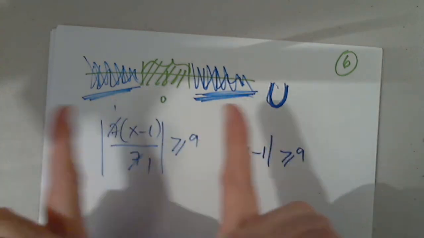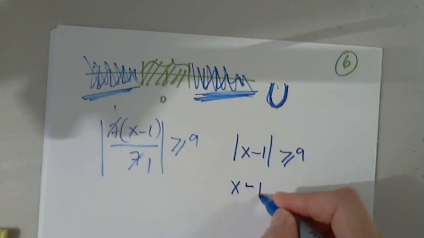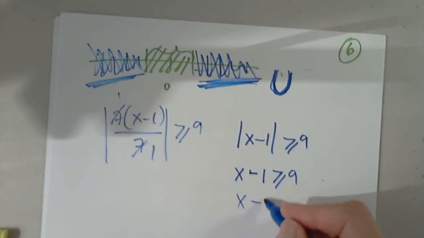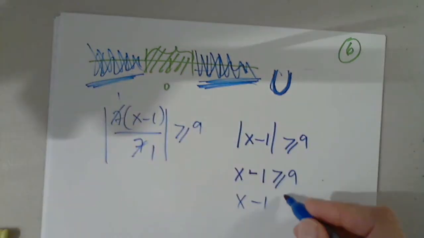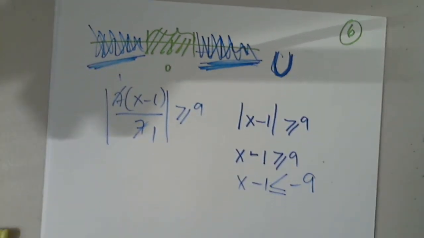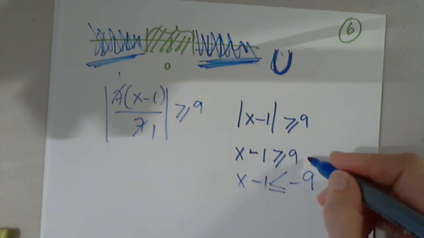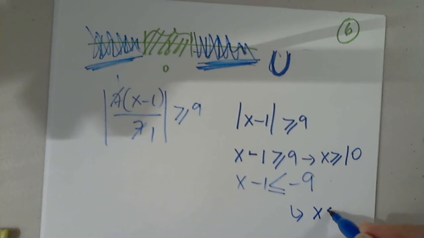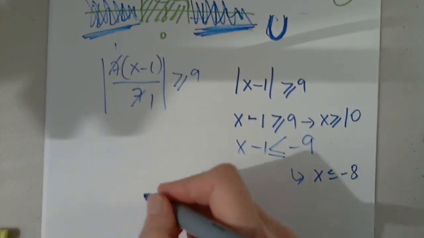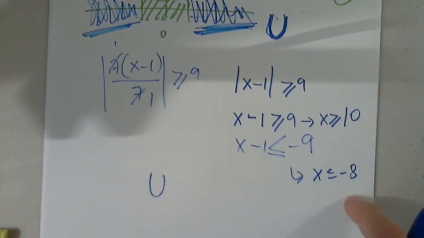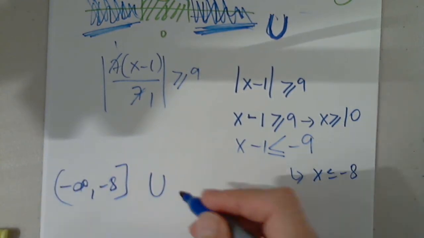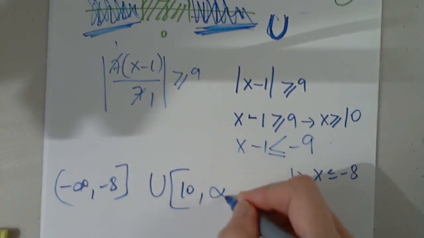And since I'm looking for the outside, I have to write that x minus 1 is to the right of 9, here, to the right of 9, or x minus 1 is here, to the left of negative 9. So this one means x greater than or equal to 10, and this one really means x less than or equal to negative 8, because we're adding 1 to both sides. So that's my solution with the union in between. I start with the smaller one, from negative infinity to negative 8, and then I put the union, the one from 10 to infinity.